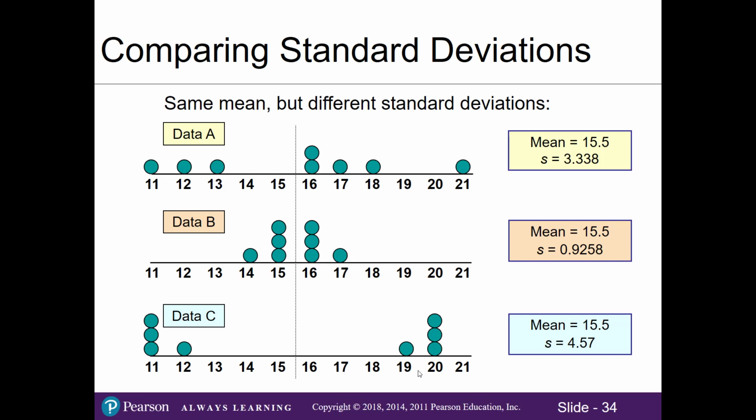So this is why standard deviations are so important, because they tell us how much variation we have going on in our data. And that will help us when we're trying to make decisions.